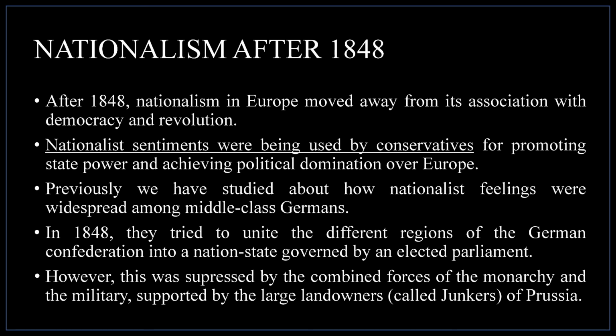Previously, we've studied about how nationalist feelings were widespread among middle-class Germans. In 1848, they tried to unite the different regions of the German Confederation into a nation-state governed by an elected parliament. However, this was suppressed by the combined forces of the monarchy and the military, supported by large landowners who were called Junkers from Prussia.